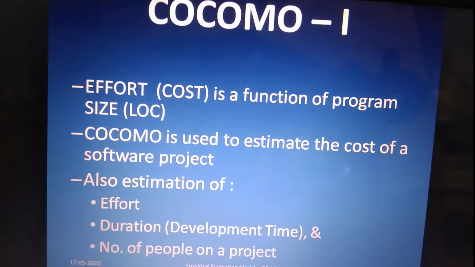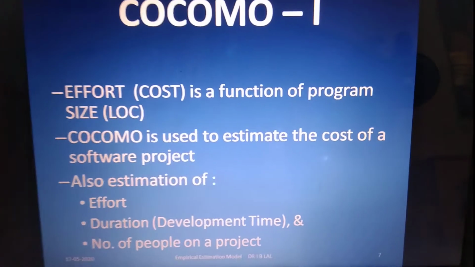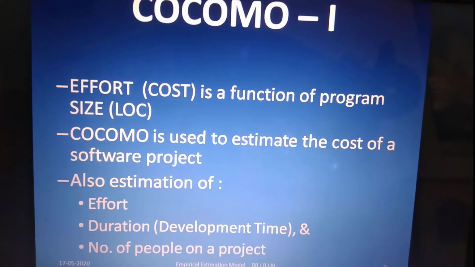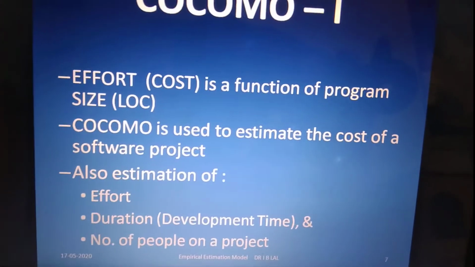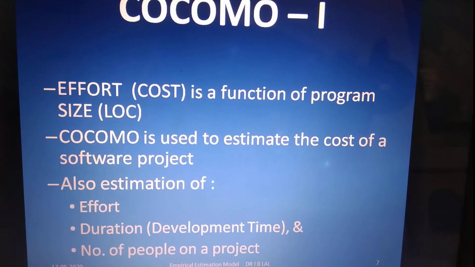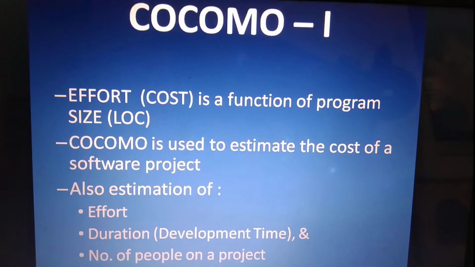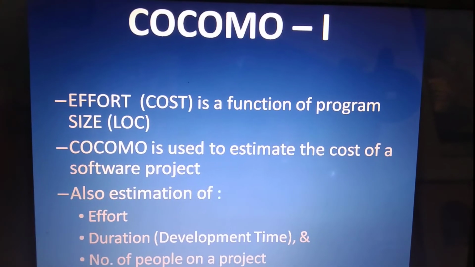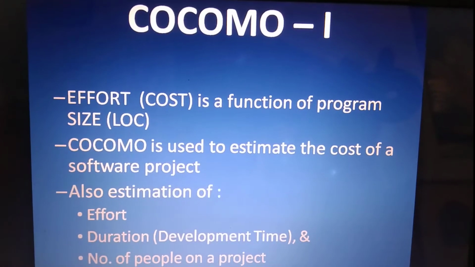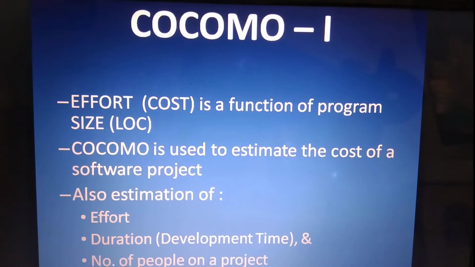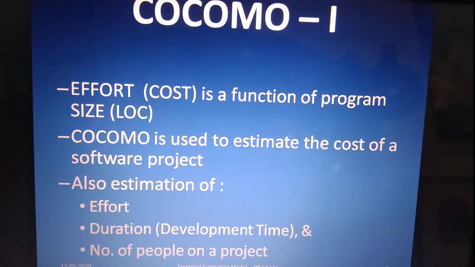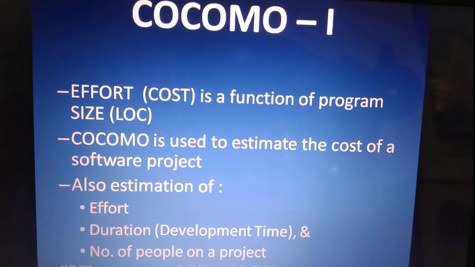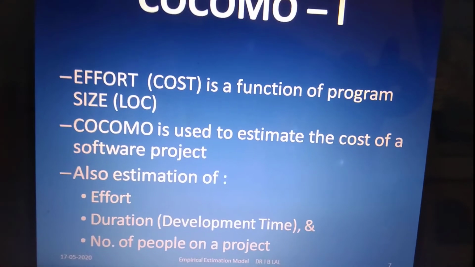Now we shall understand all these three Cocomo models comparatively. Cocomo 1 is also known as simple Cocomo because the problem environment is very simple, complexity is very low, and we want to get a rough estimate of the software program. In that case, we undertake Cocomo 1, where the cost or effort of the software is a function of program size in LOC or function point. This Cocomo is used to estimate the cost of a software project. It is also used for the estimation of effort, duration, that is the development time, and the number of people to be deployed on a project.